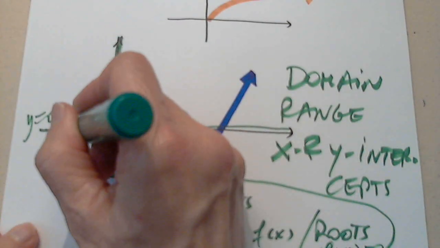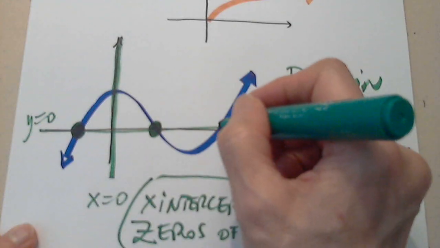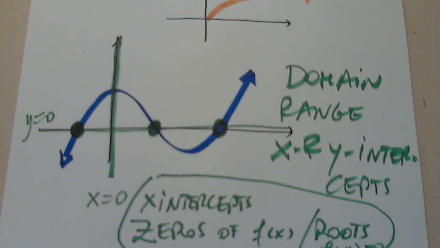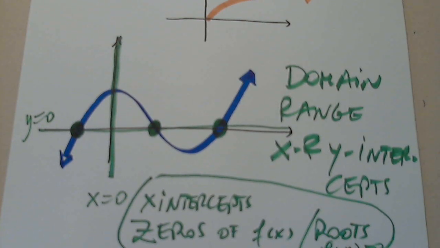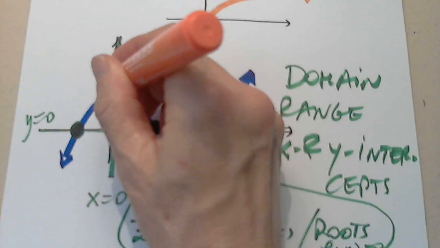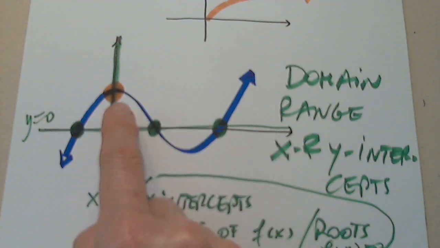So we will determine here this, this, and this. This function happens to have 3 x-intercepts. What about the y-intercept? Here's the y-intercept. 3 x-intercepts and 1 y-intercept.